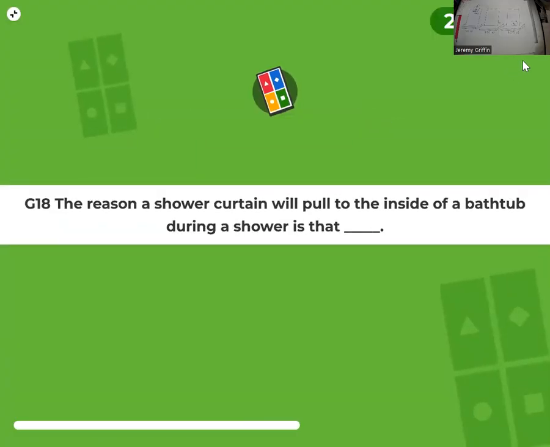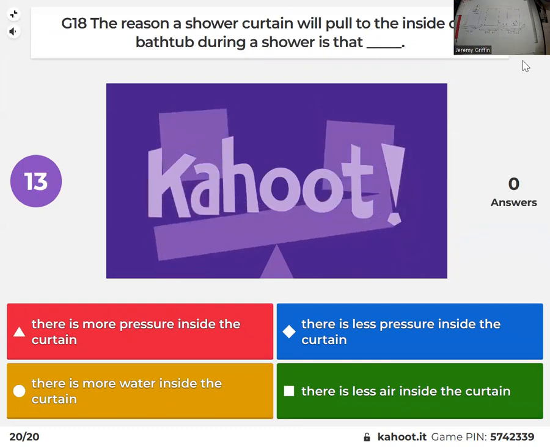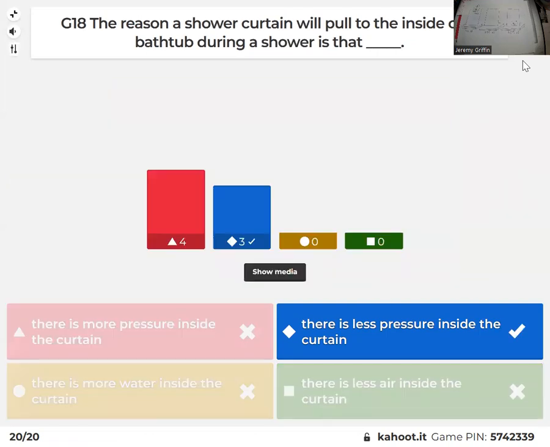Reason a shower curtain will pull inside a bathtub during a shower. Turn on the shower, the curtain vacuums in. Why? Yeah, there's less pressure inside the curtain. All right. Right, because that fast moving fluid, like that fast moving water, is associated with decreased pressure. Right. So you guys got that.